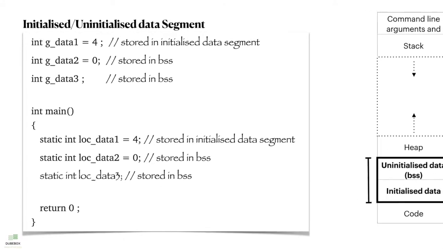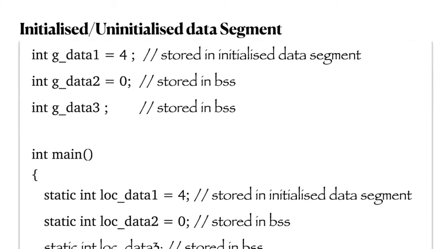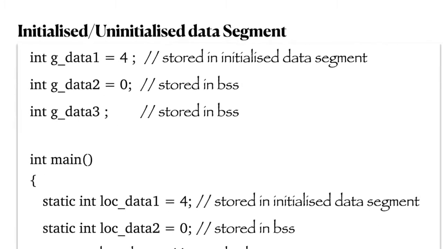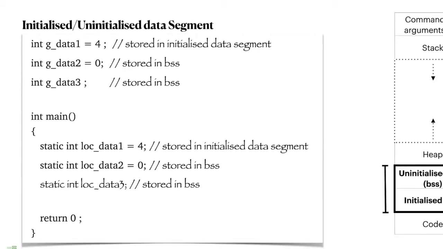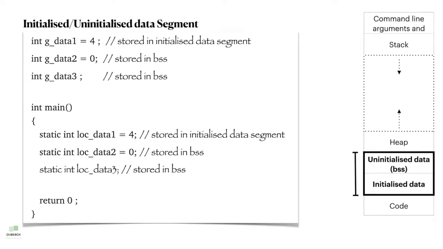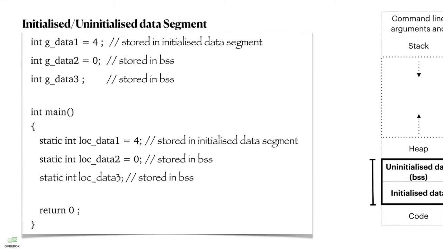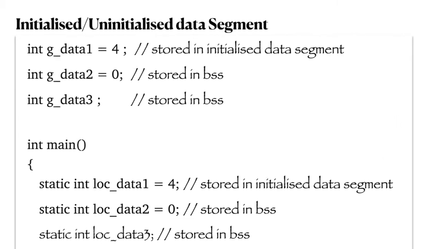Let's understand with an example about the initialized and uninitialized data segments. int global_data_1 = 4; this global variable is initialized with a non-zero value, so it will be stored in the initialized data segment. int global_data_2 = 0; this global variable is initialized to 0, so it will be stored in BSS. int global_data_3; this global variable is uninitialized, so it will be stored in BSS.